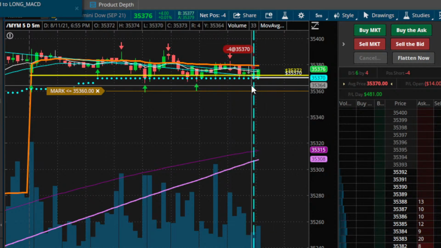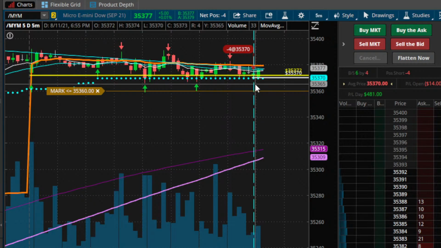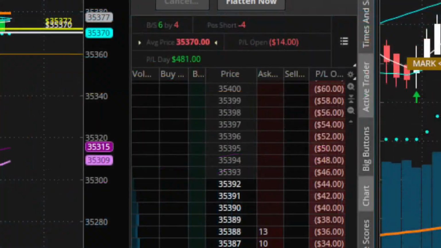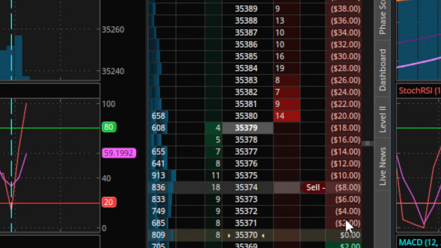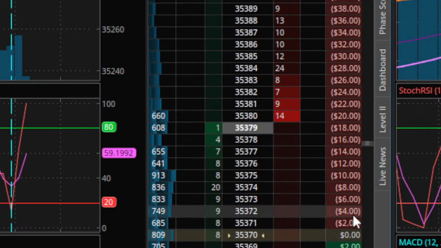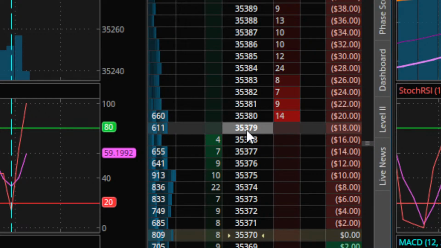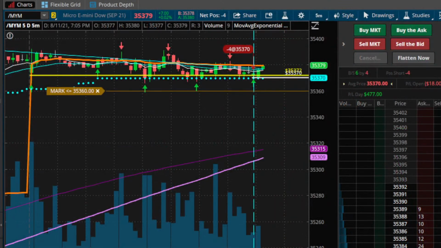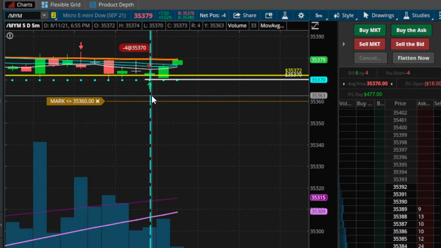For 370, and it's not really looking like a good short. But what's great with micro is it's more forgiving. If we look at the active trader here, you can see that each move is $2. So I can handle a little bit of that, and that's the reason why I don't have a stop loss just yet.